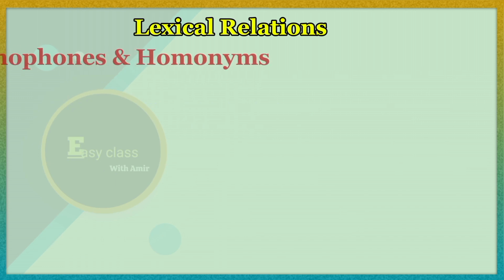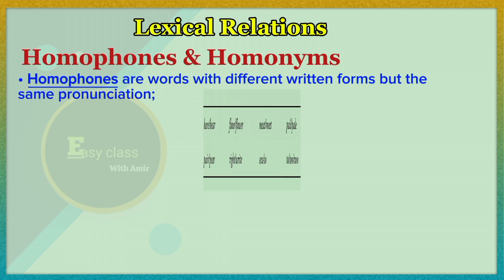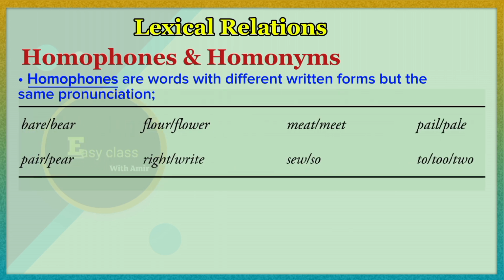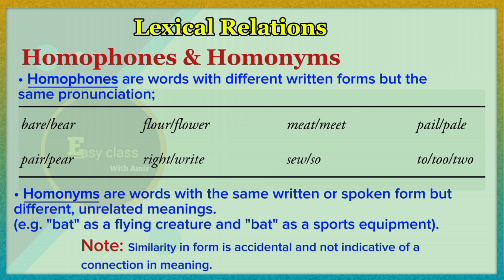Homophones and homonyms. Homophones are two or more words with different forms, but the same pronunciation. Common English examples are bear, flower, meat, pale, pear, right, so, and two. Homonyms are two words with the same form that are unrelated in meaning. For example, bat, a flying creature, and bat, used in sports. Note, similarity in form is accidental and not indicative of a connection in meaning.